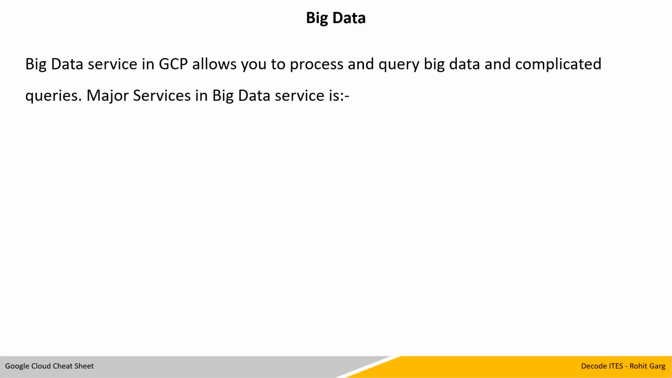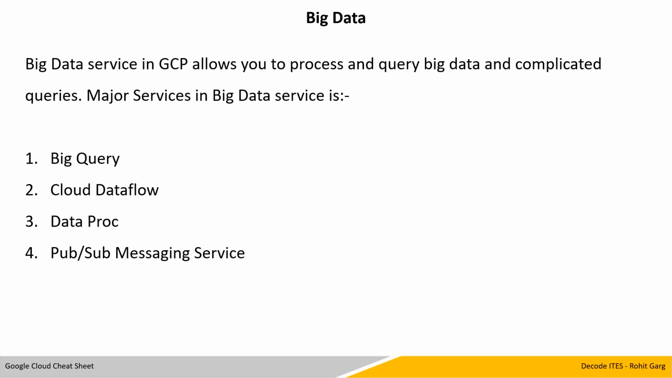Big data. Big data service in GCP allows you to process and query big data and complicated queries. Major services in big data are BigQuery, Cloud Dataflow, Dataproc, Pub/Sub messaging service, and Data Studio. As the name implies, big data consists of a huge volume of data, and processing that data needs very high computing power. So GCP supports that, and you can plan a GCP environment for requirements like big data processing.